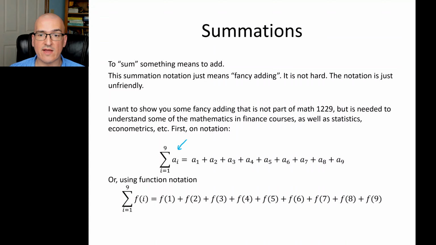So if we put it all together, the sum from I equals 1 to 9 of A sub I means A1 plus A2 plus A3 plus A4 plus A5 plus A6 plus A7 plus A8 plus A9. Just telling us to add the first 9 things together. And the labels of all those things are A1 to A9. You can also use a function notation. We can say the sum from I equals 1 to 9 of f of I is f of 1 plus f of 2 plus f of 3 up to f of 9, all added together.